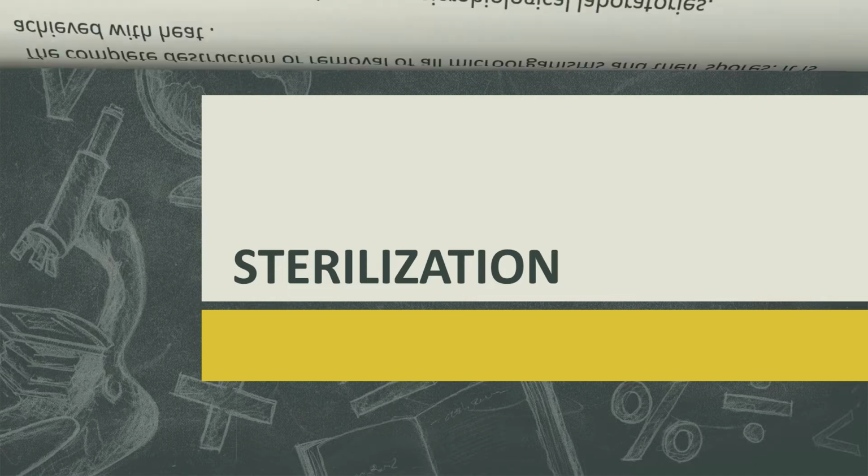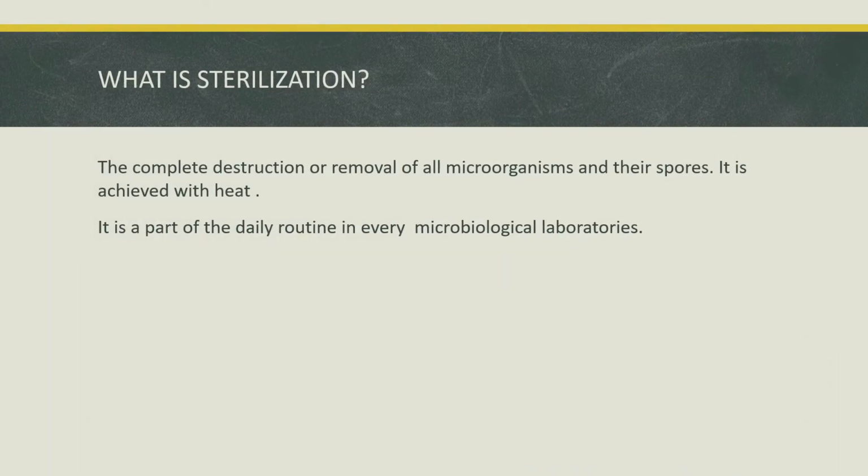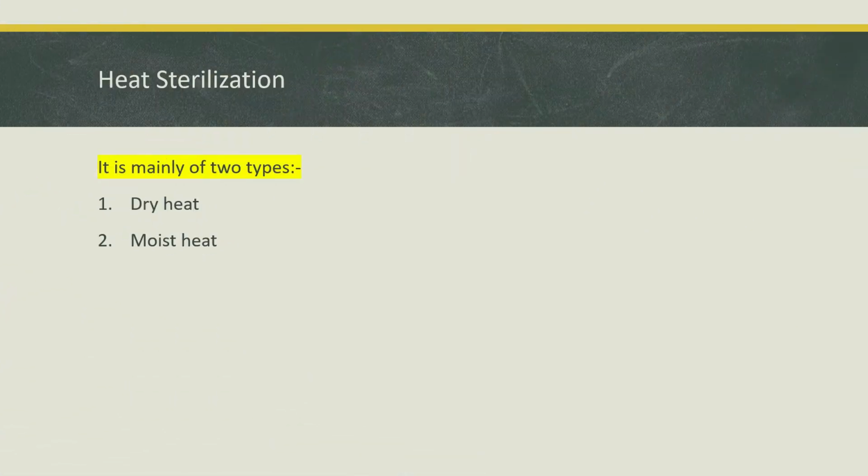Now, what is sterilization? It is the complete destruction or removal of all microorganisms and their spores. It is achieved with heat. So it is a part of the daily routine in every microbiological laboratories. Heat sterilization, it is mainly of two types, dry heat and moist heat.